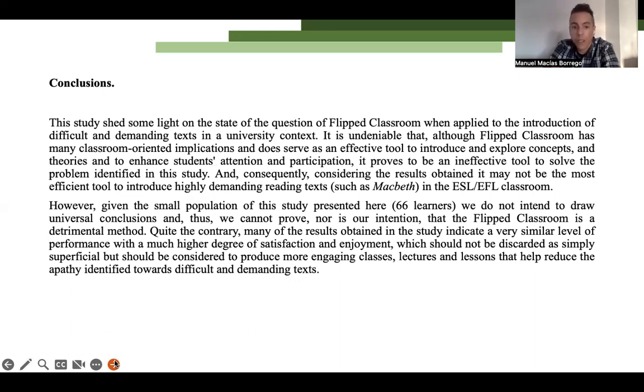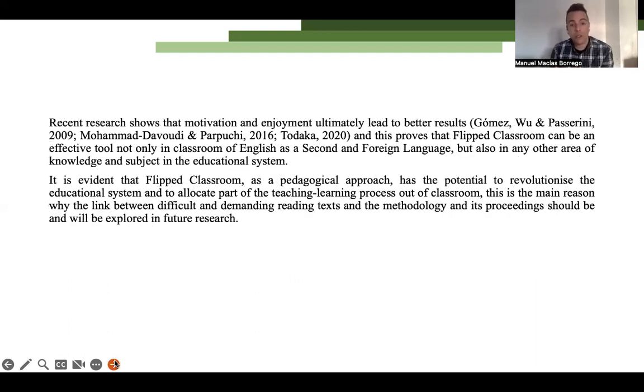Quite the contrary, many of the results obtained indicate a very similar level of performance, with a much higher degree of satisfaction and enjoyment. It should not be discarded as simply superficial, but should be considered to produce more engaging classes, lectures, and lessons that help reduce the apathy identified towards difficult and demanding texts. Recent research shows that motivation and enjoyment ultimately lead to better results.